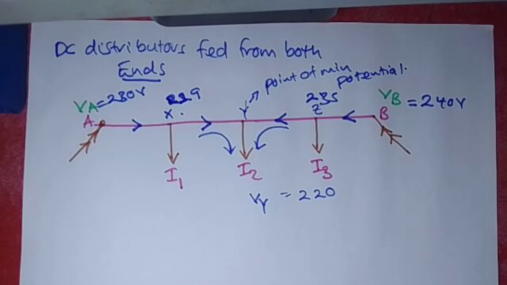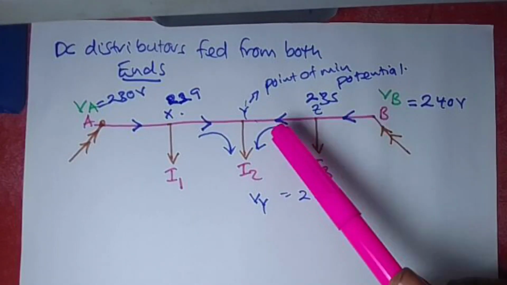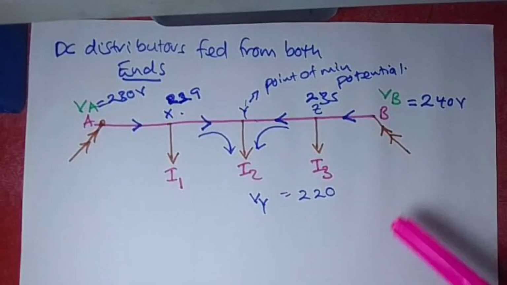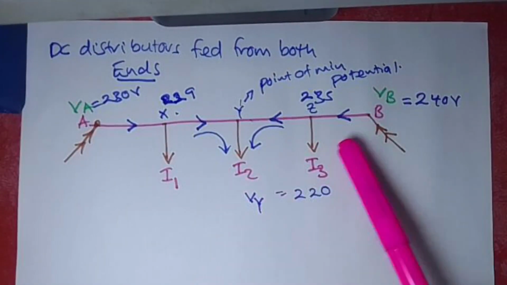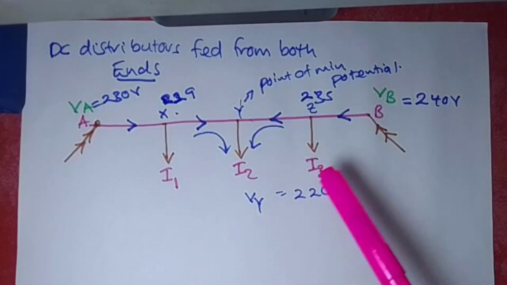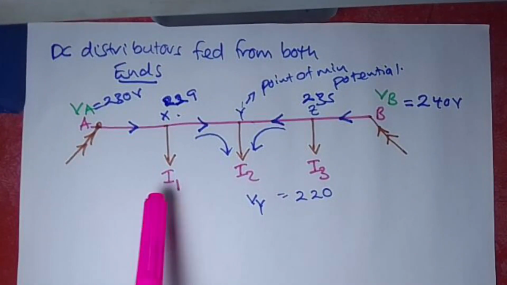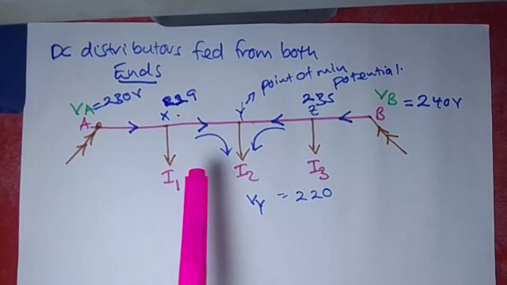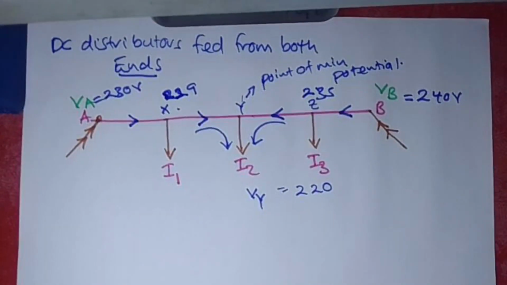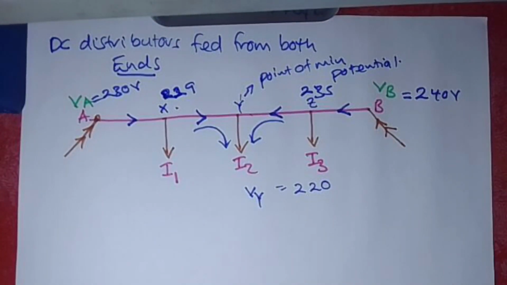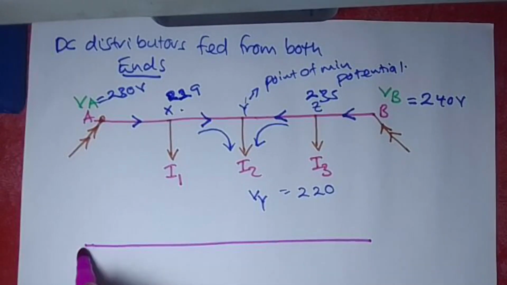Now, since current is moving from this direction and also this direction, it becomes so hard for us to calculate the currents flowing at each particular junction. So whenever we are provided with such a line, the method we are going to be using is going to be simple. We shall have the line like that.